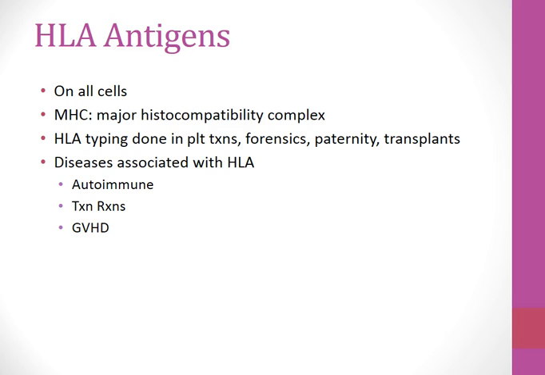HLA typing is done to see what kinds of HLA. They're not just HLA. There's HLA, and they have certain numbers and letters behind them. But they're used in typing for transplants, platelet transfusions, forensics, and paternity testing. Diseases associated with HLA antibodies, autoimmune diseases like lupus and rheumatoid arthritis. Transfusion reactions can be caused by patients who have HLA antibodies, and they react with whatever they're being transfused with.